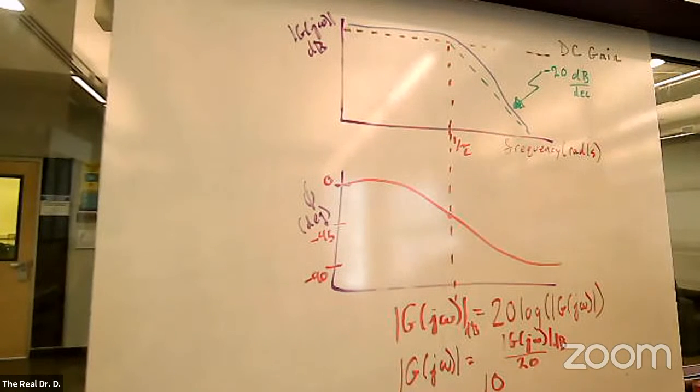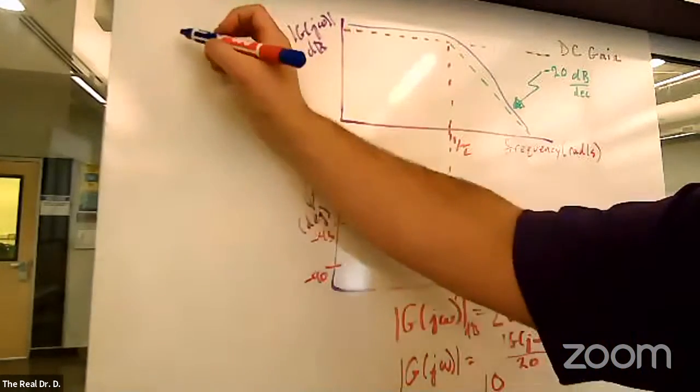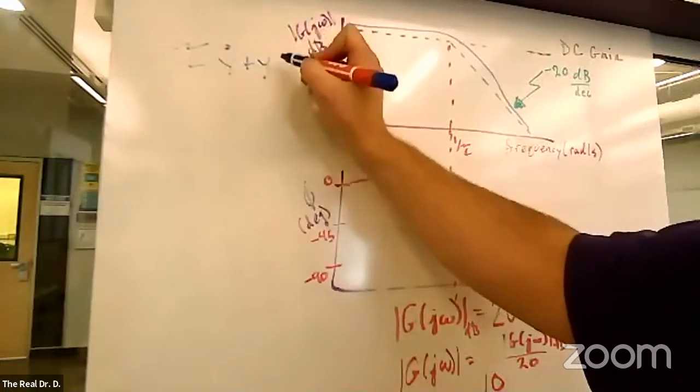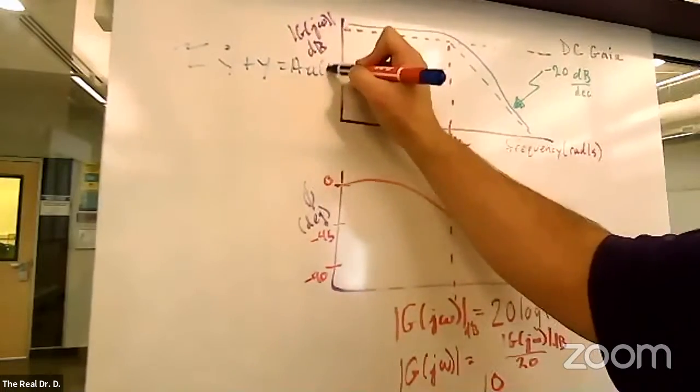Okay, so that's first order. Second order, all right. So, questions on first order Bode plots? Chris. Sure. So what is standard form for a first order equation? tau y dot plus y is equal to a u of t, right?